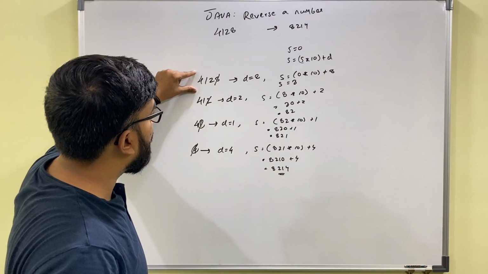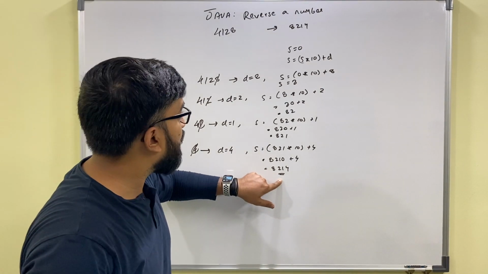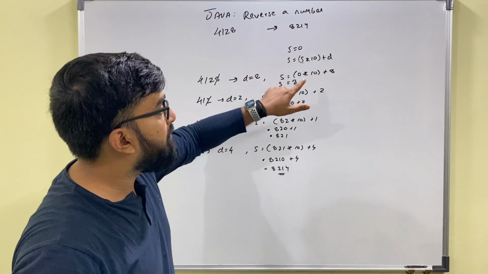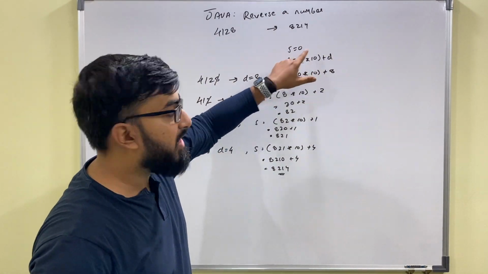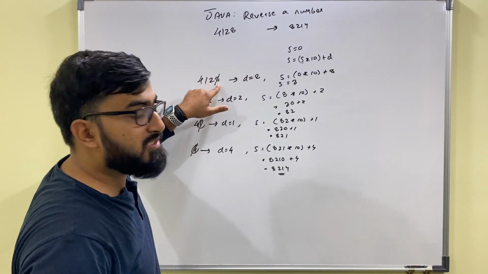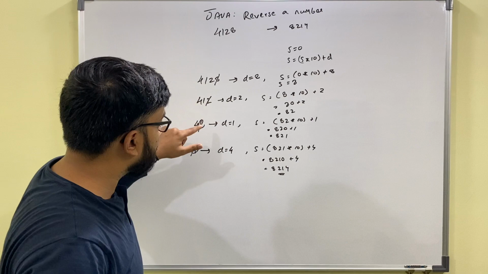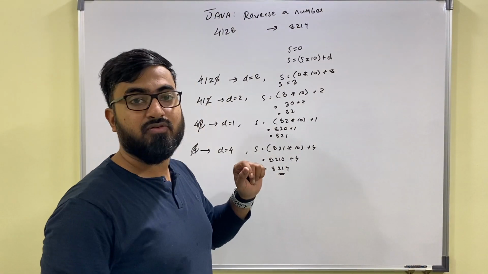So we have 4128, and using this method we were able to get 8214. So what we did, in each step we took out the rightmost digit, plugged into this formula s equal to s into 10 plus d, where s started from 0, and after we use this rightmost digit we remove it. Okay, so we get 412. We repeat the same process till we have used all the digits. Okay, and finally we get the value 8214.